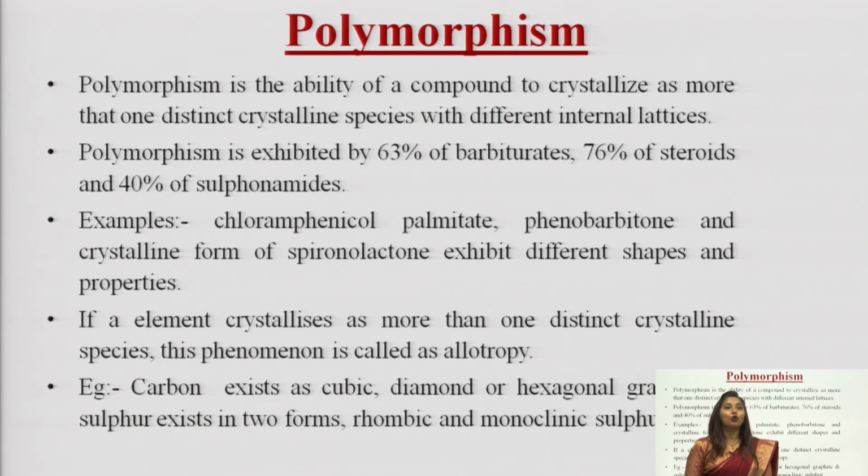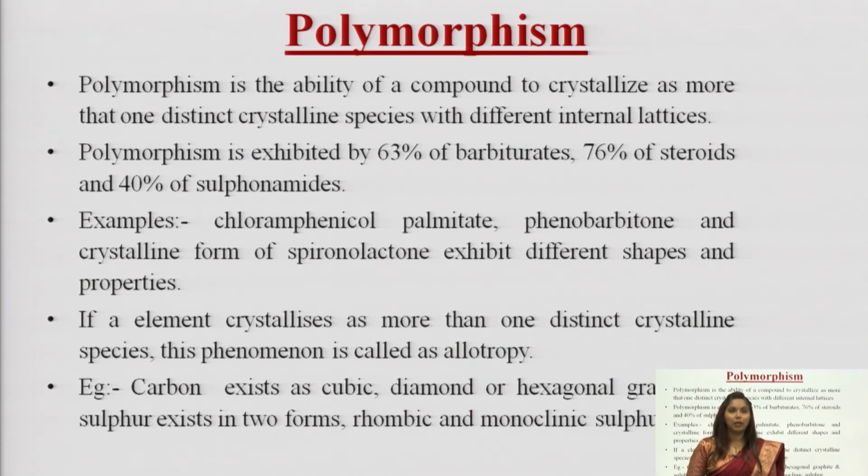For example, we have chloramphenicol palmitate, phenobarbitone and the crystalline form of spironolactone, which exhibit different shapes and properties. So this is the example. If an element crystallizes as more than one distinct crystalline species, the phenomenon is called allotropy. If any one element crystallizes in more than one crystalline species, we call that allotropy.